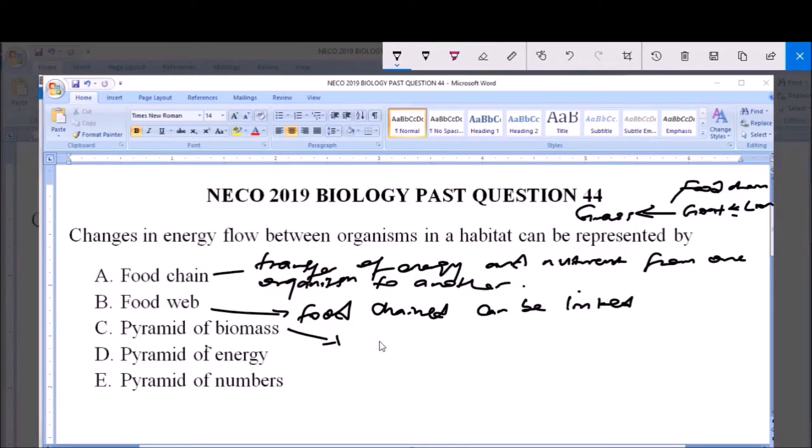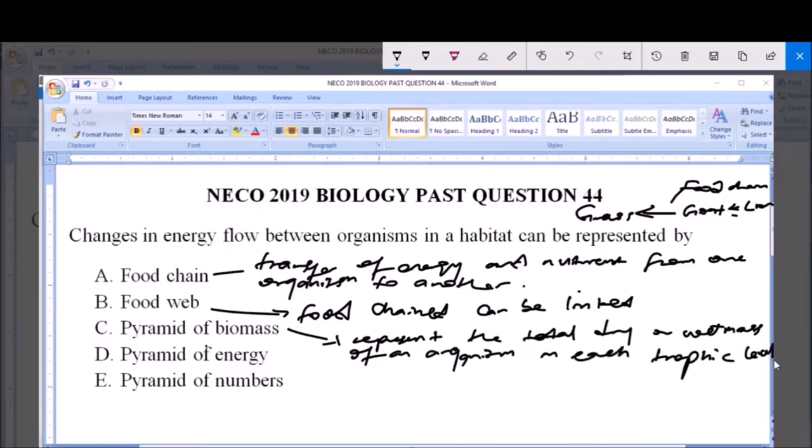Pyramid of biomass represents the total wet or dry mass of the organisms in each trophic level. Now, trophic level simply represents what? That is each level of these organisms in the food chain.